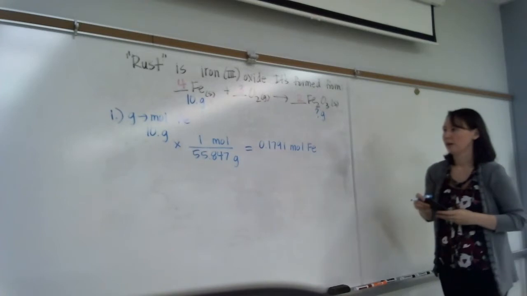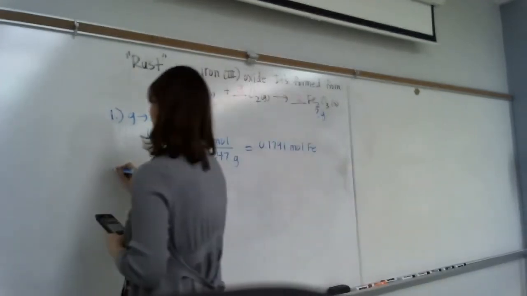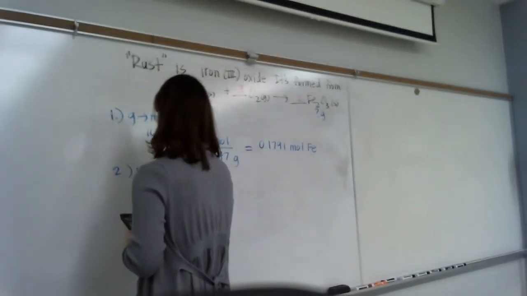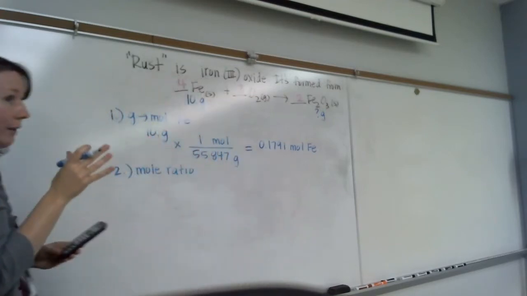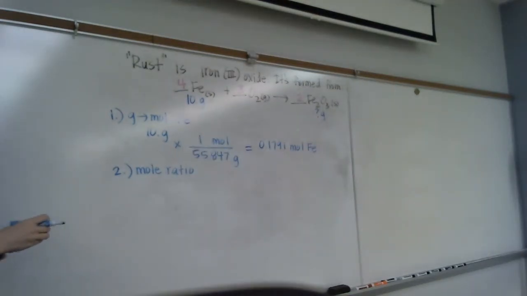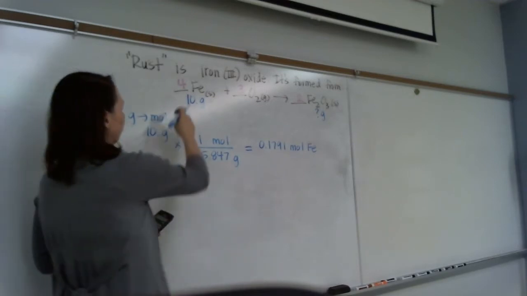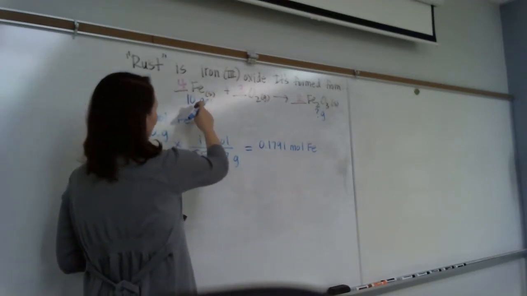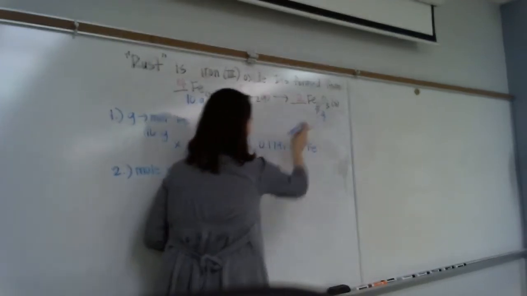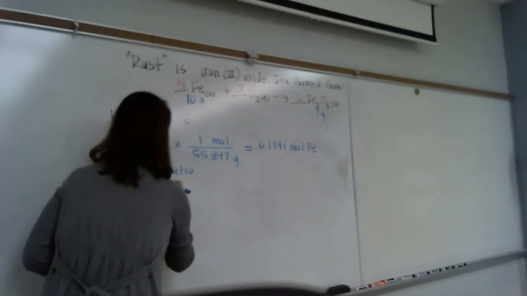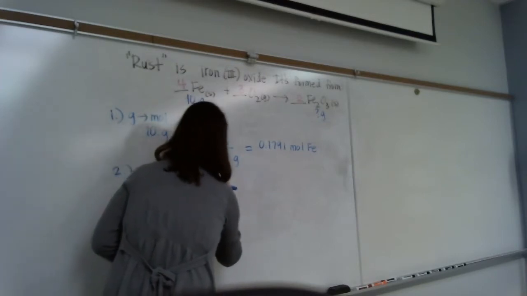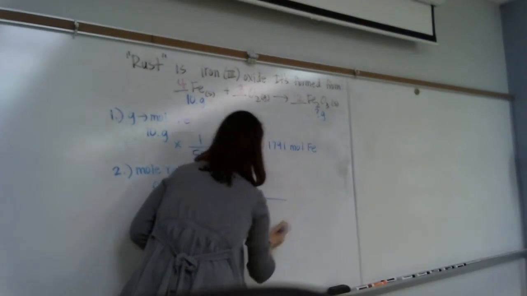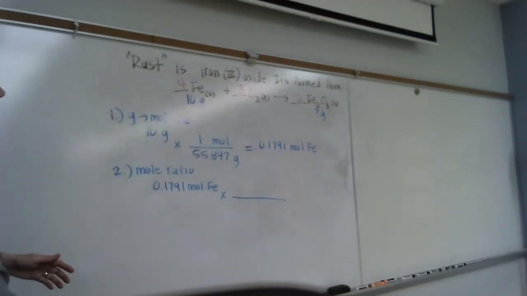We agree? All right, step 2 is the mole ratio. And that comes from the balanced equation. This is the only time that you use the balanced equation. Okay? You don't use the balanced equation any other time but step 2. So the mole ratio is what gets you from here to here. So we take our number and we just rewrite it. 0.1791 moles Fe.